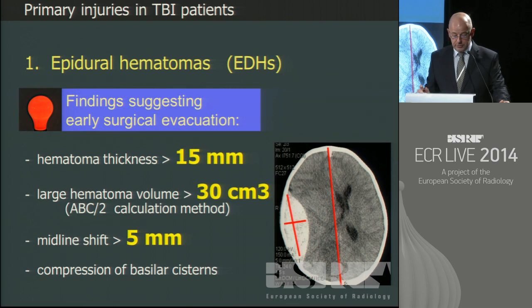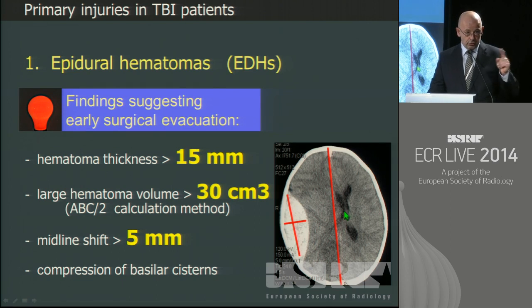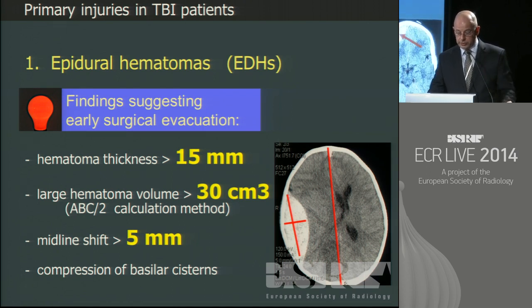Remember that we have to be familiar with the findings suggesting early surgical evacuation. What does that mean? If you see them, you should use your phone and phone the neurosurgeon. If you notice that the hematoma thickness is more than 15 millimeters, or the hematoma volume is more than 30 cubic centimeters, or the midline shift is more than 5 millimeters, always call the neurosurgeon. He will decide whether to operate immediately or not, but you must phone the neurosurgeon.